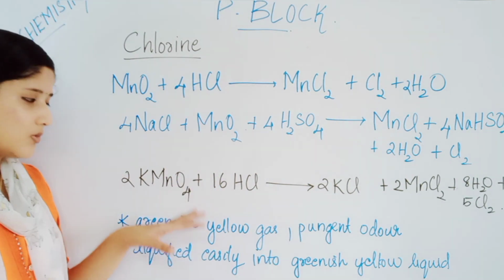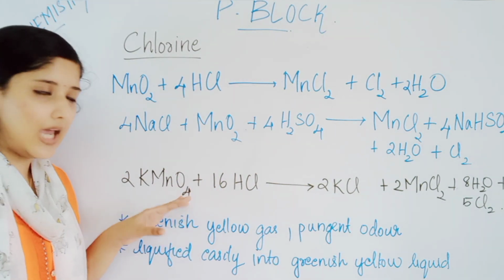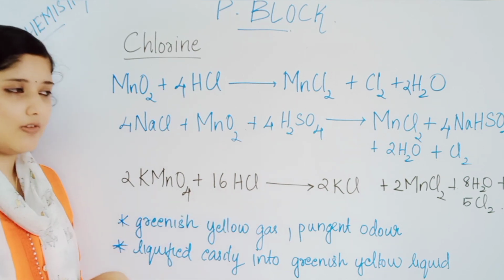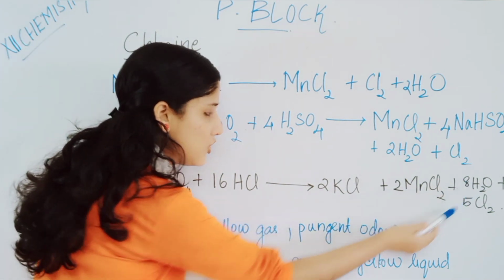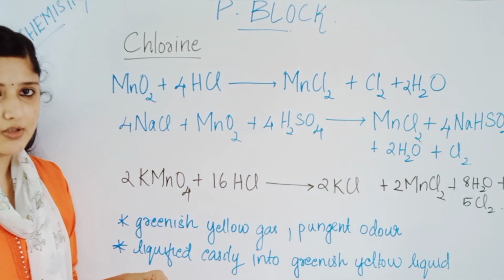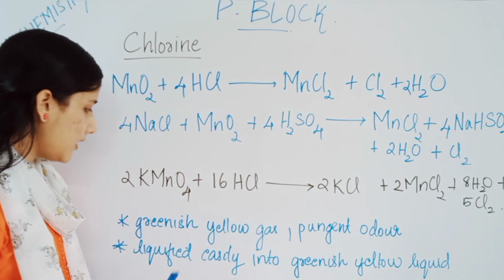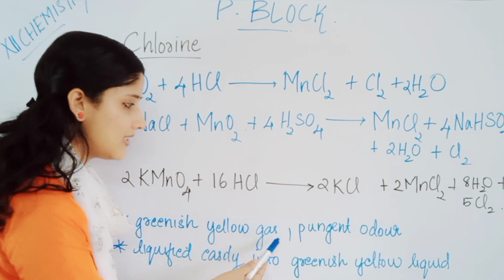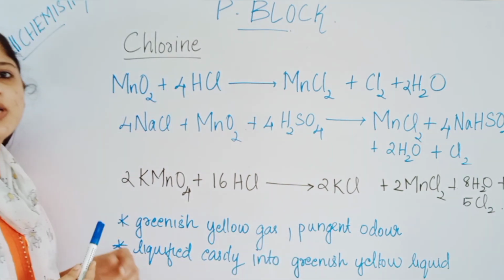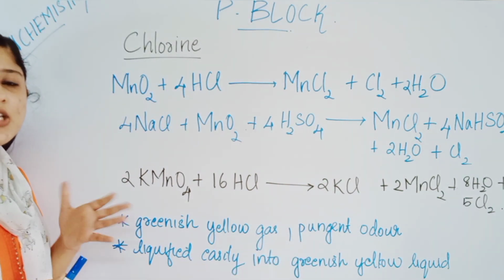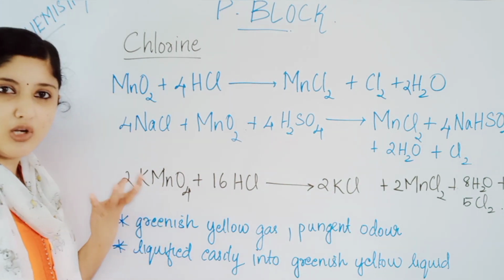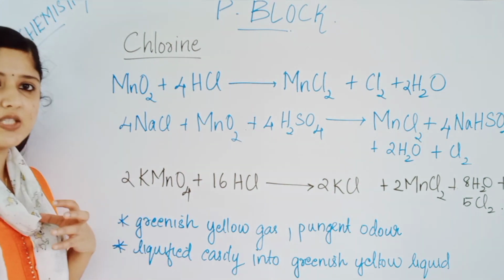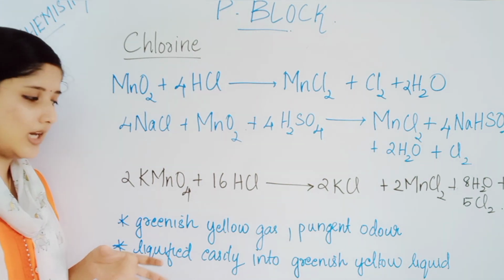Second preparation is from potassium permanganate. KMnO4 with HCl will give you KCl plus MnCl2 plus 8H2O plus 5Cl2. Chlorine is a greenish yellow gas with a pungent or suffocating odor. Pungent, suffocating smell is for the chlorine gas.